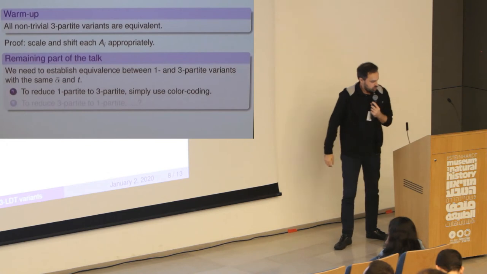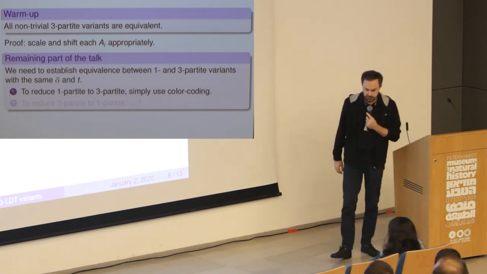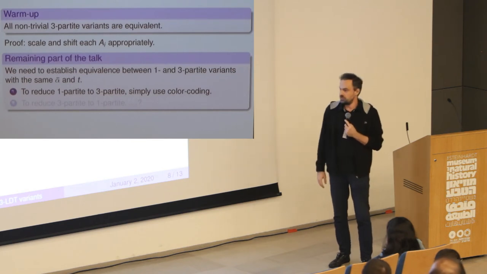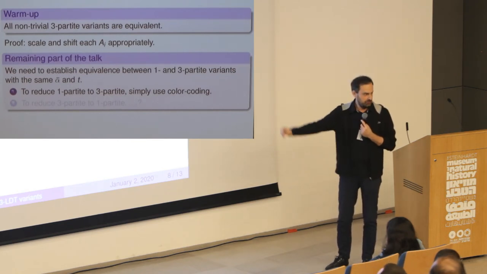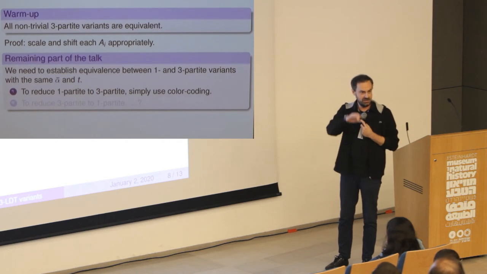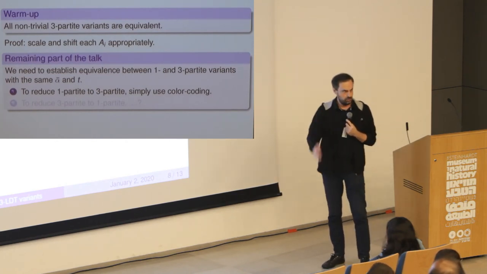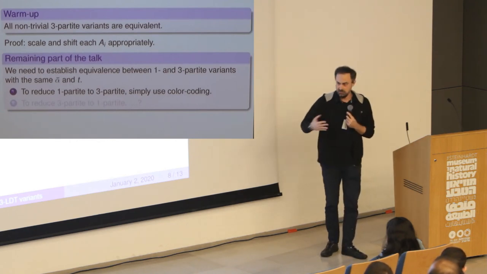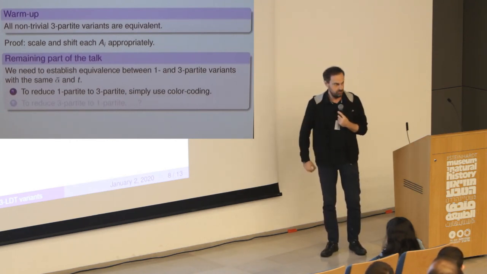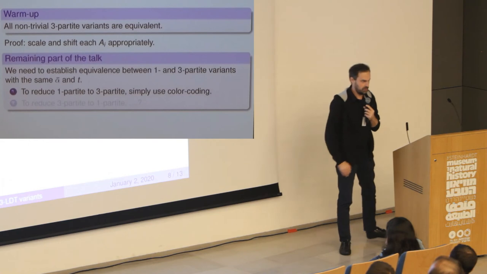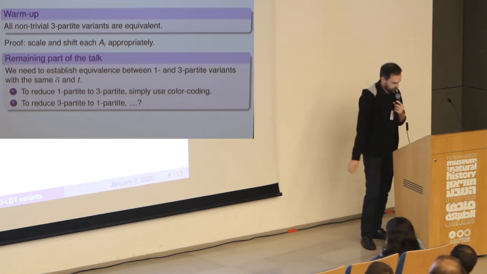If you want to reduce one-partite to three-partite with the same alpha and the same T, you can just use color coding, because you have one set and you seek three elements. You apply color coding to partition this one set into smaller sets, and for one of the combinations, you will hit this triple that you see. You use either randomized color coding or a deterministic version. You lose some log factors, but that's okay. So this step is easy.